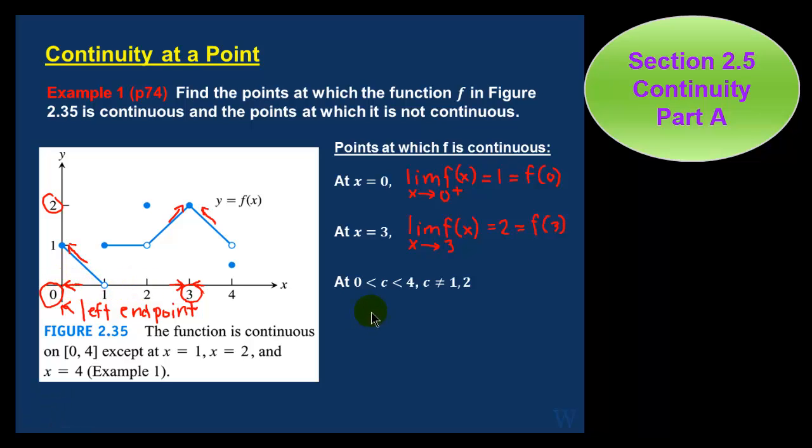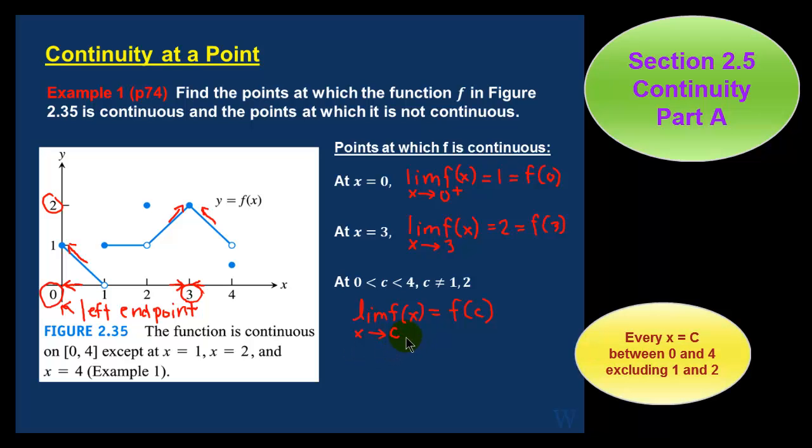Based on x equal to 0 and x equal to 3, we say the limit of f of x as x approaches c will be f of c. So in other words, when we have continuity at a point x equal to c, the limit exists and it's equal to the function value.